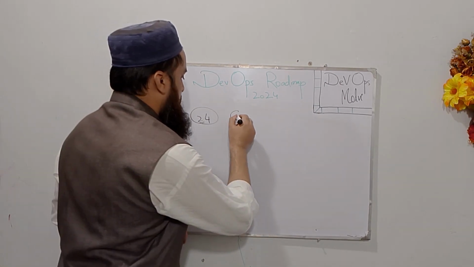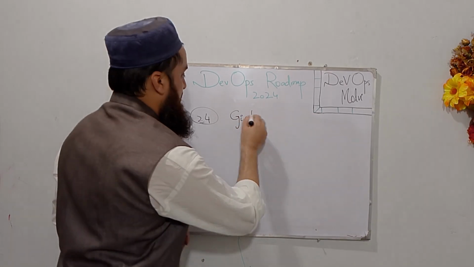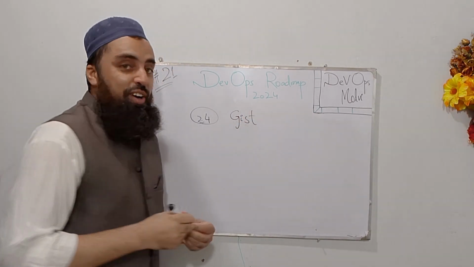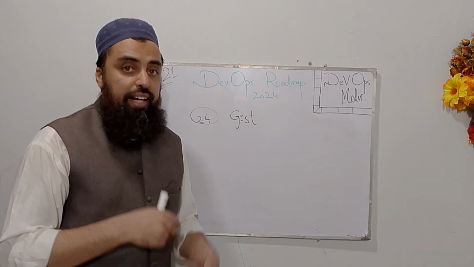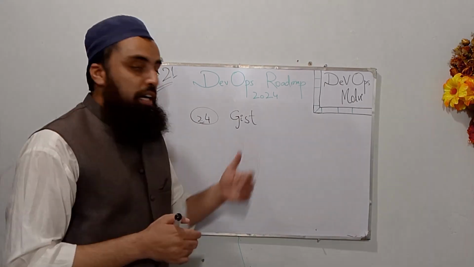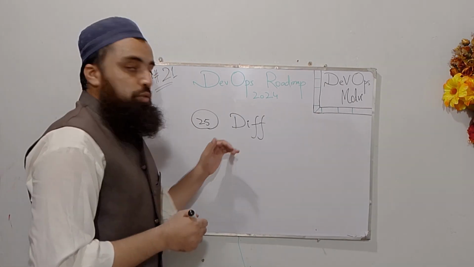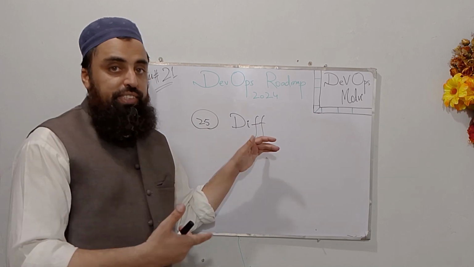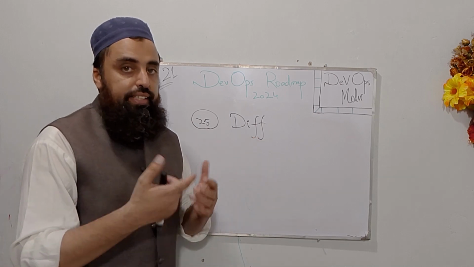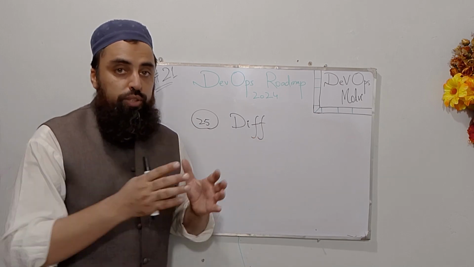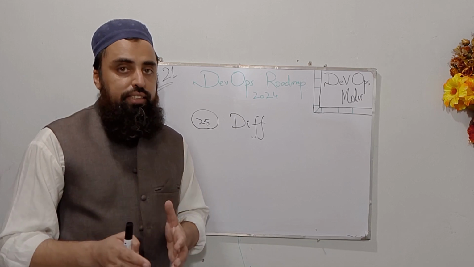The 24th term is gist, G-I-S-T, not Git, it is gist, and it is a utility by GitHub to share the code snippets with the developers. The 25th term is diff. So diff stands for difference, and in Git, diff means to see and compare the changes in your code.